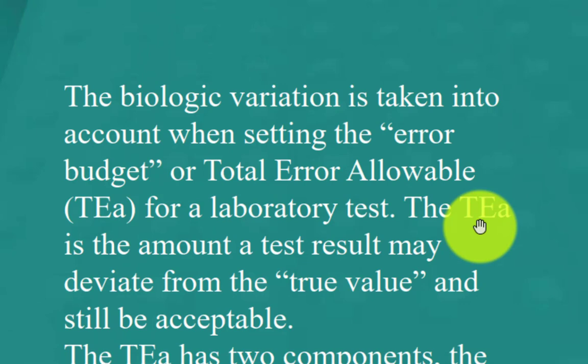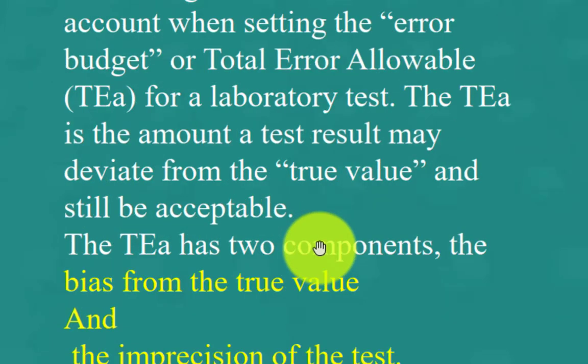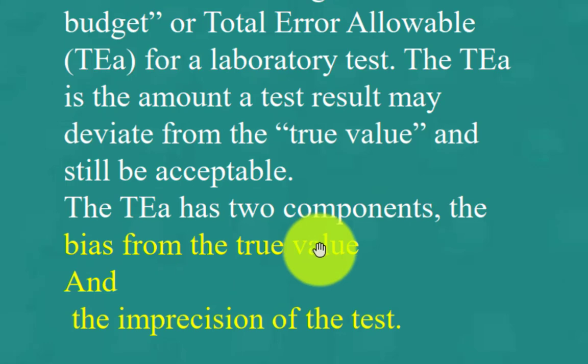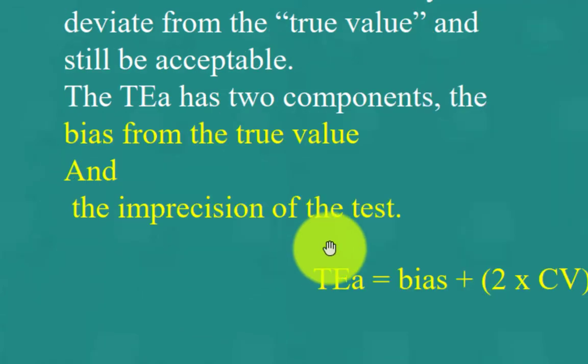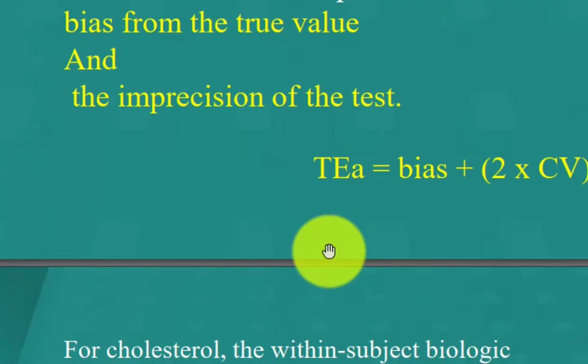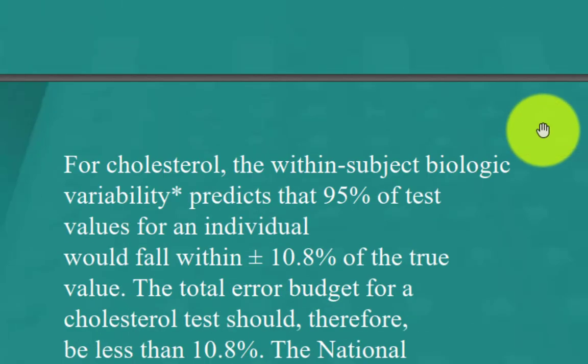The biological variation is taken into account when setting the error budget, or total error allowable. Total error allowable for a laboratory test is the amount test results may deviate from the true value and still be acceptable. The TEA has two components, the bias from the true value and the imprecision of the test. Hence, TEA is calculated as bias plus 2 multiplied by CV.